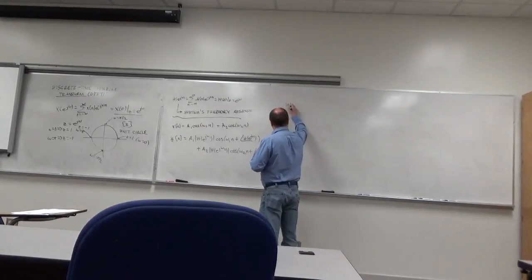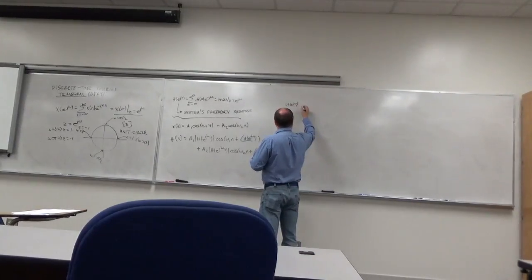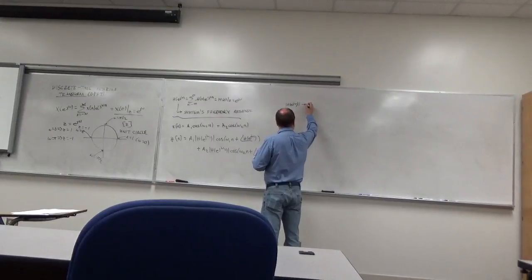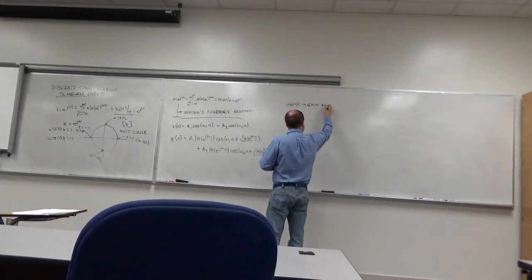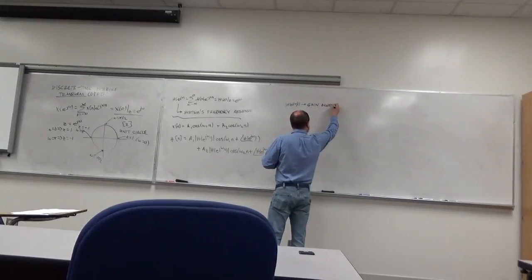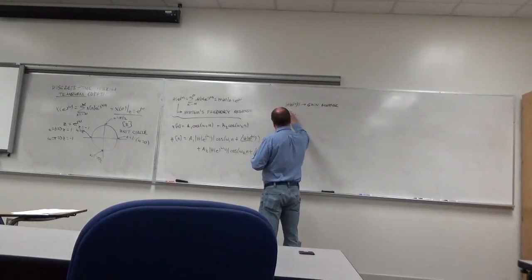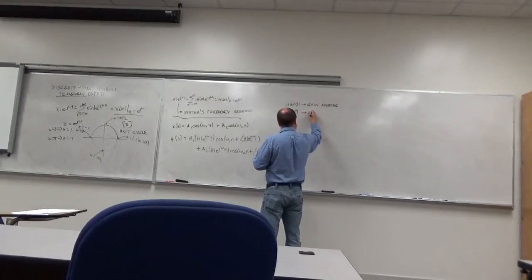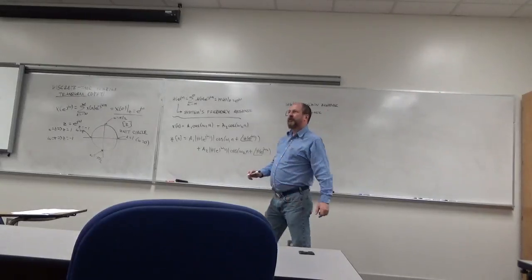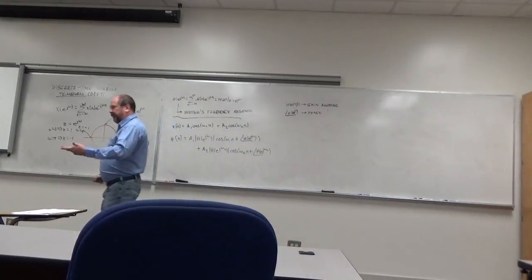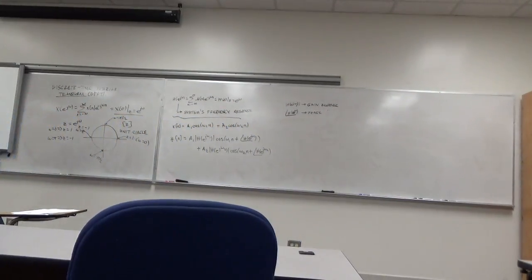Magnitude h of e to the j omega is called the gain response of the system. Angle h of e to the j omega is the phase response of the system. And so as the sinusoids go through, they get changed in magnitude, they get changed in phase, but they do not get changed in frequency.